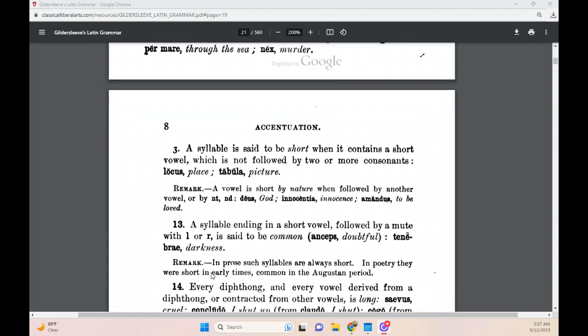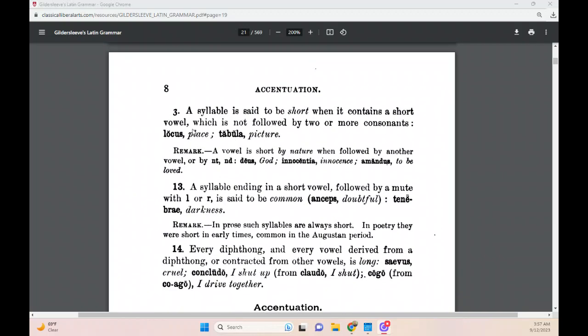So let's go on down to rule number 3. A syllable is said to be short when it contains a short vowel which is not followed by two or more consonants. So here we have an example.